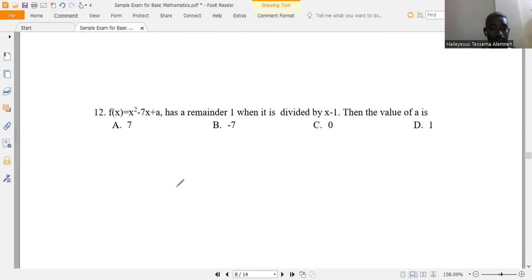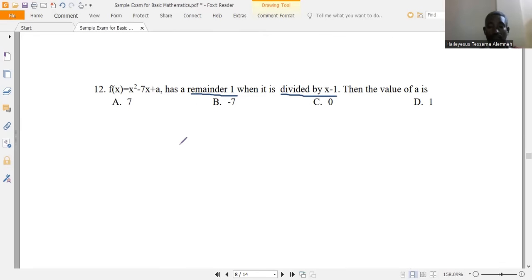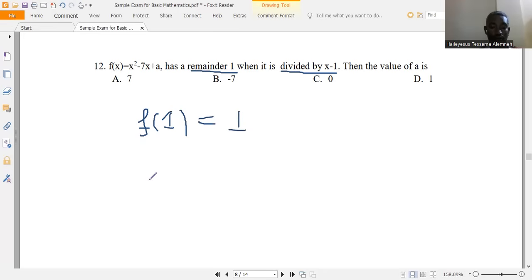The next one is also the same, but it uses the remainder theorem. If f of x is x squared minus 7x plus a has a remainder 1 when it's divided by x minus 1, what's the value of a? Which means that f of 1 is the remainder, 1. Then using the remainder theorem we can find the solution.